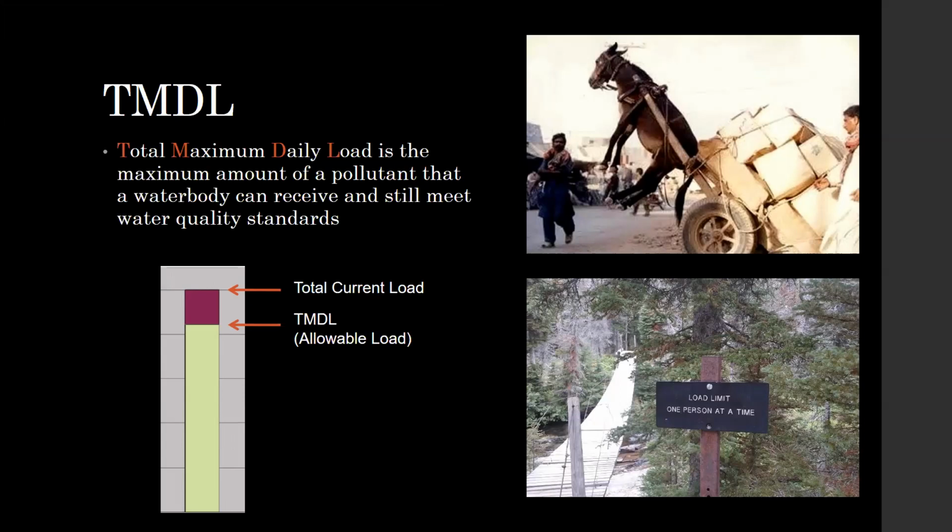And in the bottom right, there's a picture of a bridge and a sign that says, load limit 1 person at a time. So 1 person is the maximum weight that this bridge can afford.